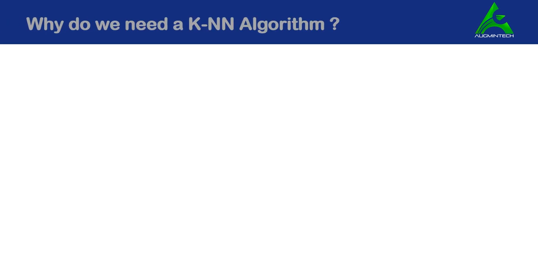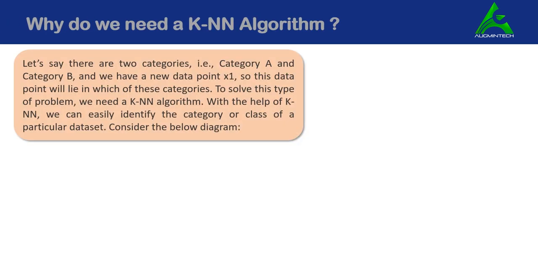Now, why do we need a KNN algorithm? Let's say there are two categories, category A and category B, and we have a new data point x1. Which of these categories will this data point lie in? To solve this kind of problem, we need a KNN algorithm. With the help of KNN, we can easily identify the category or class of a particular data set.